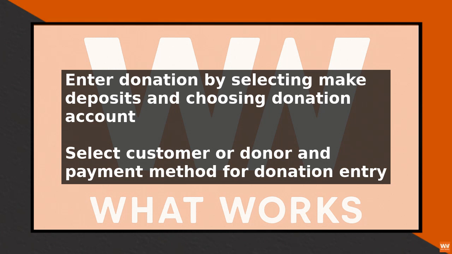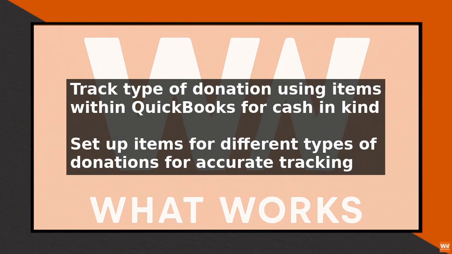It is also important to track the type of donation, such as cash, in-kind, or pledge. To do this, you can set up items within QuickBooks, which are used to track the different types of donations. For example, you can set up an item for cash donations and another for in-kind donations.